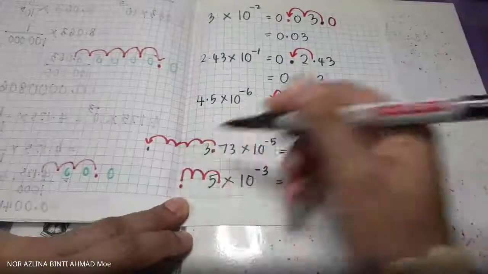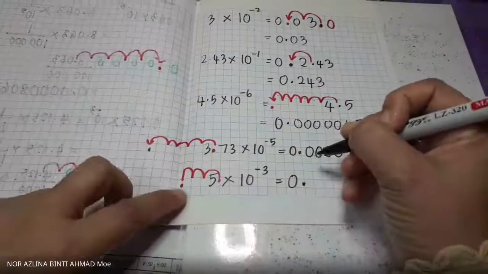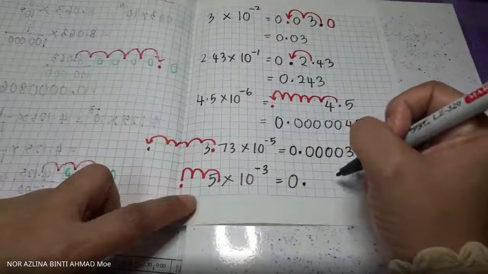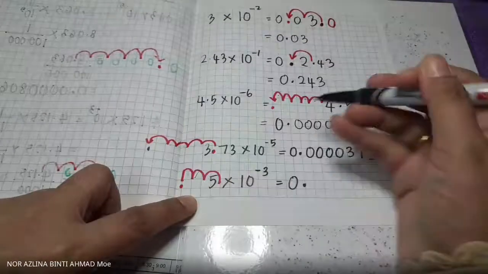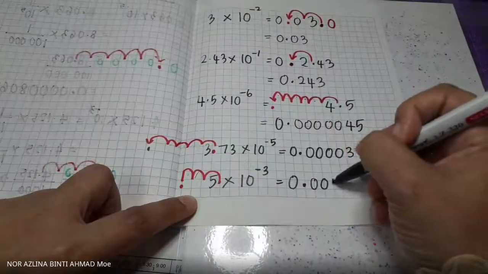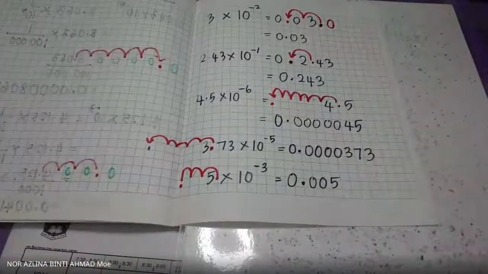So 0 point. So how many 0 after the decimal point? 1, 2. So 1, 2, and 5. So that is the final answer.